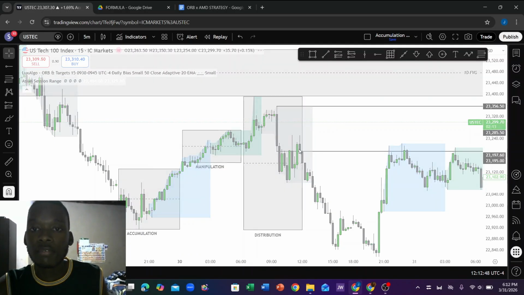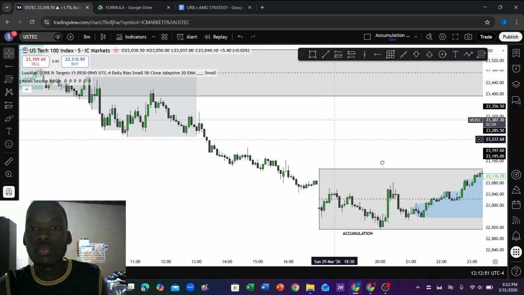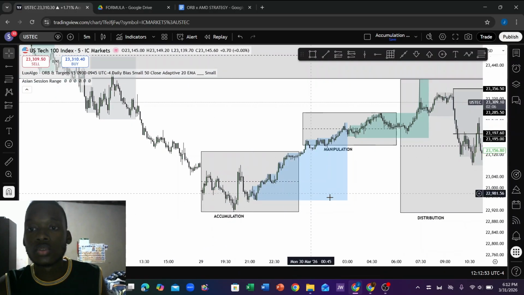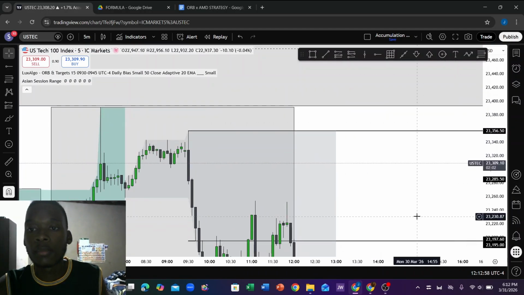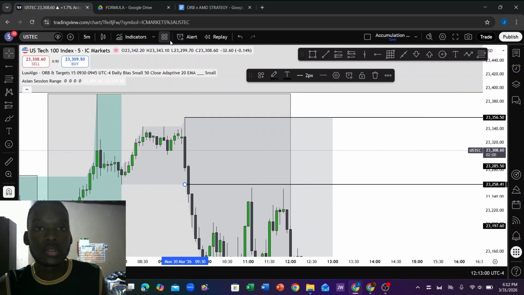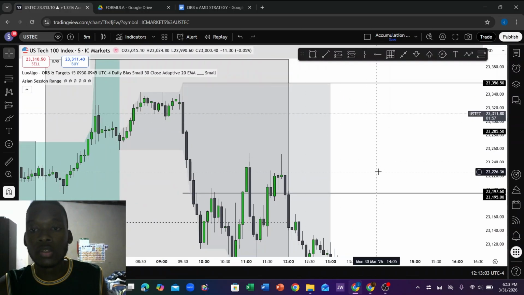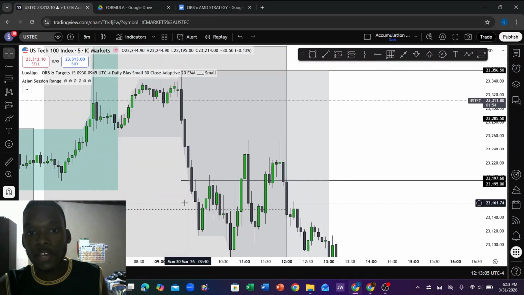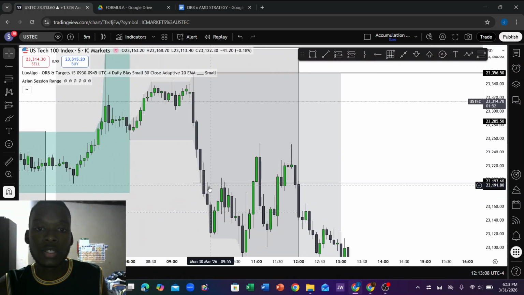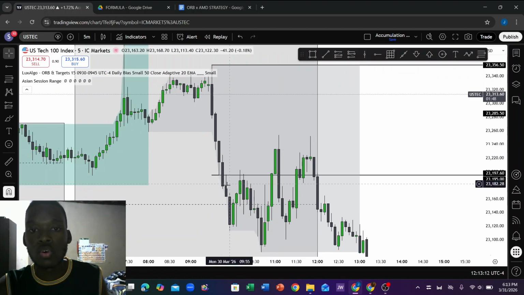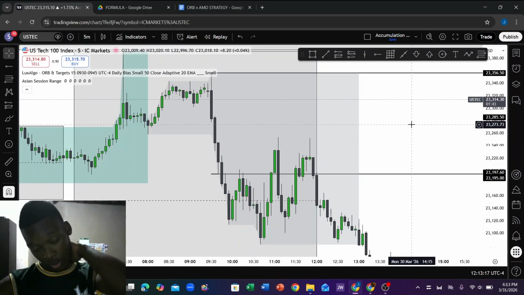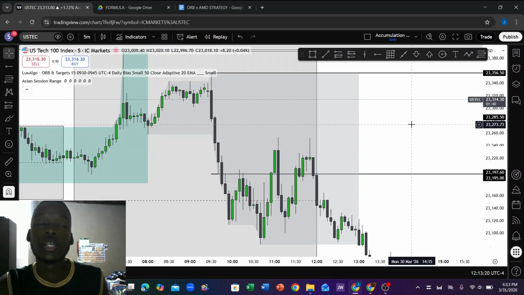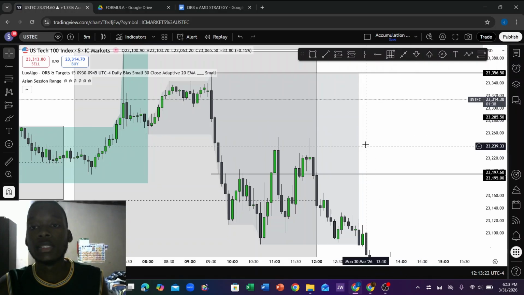On the 5-minute time frame, this is what we look for, guys. A 5-minute body close. As you can see right here, the candle closes below the low of the 15-minute candle, which is what we are looking for since we are in a bearish bias.